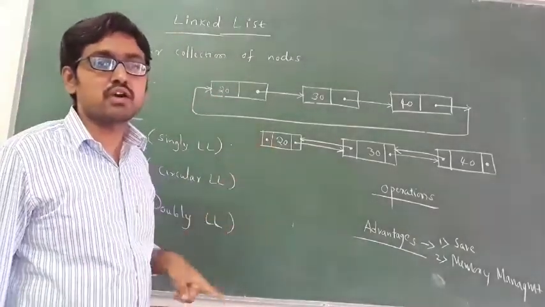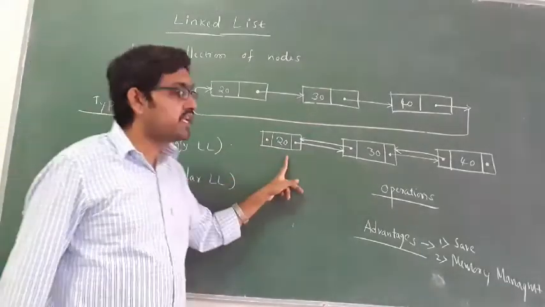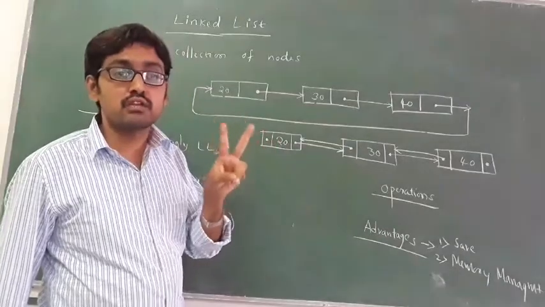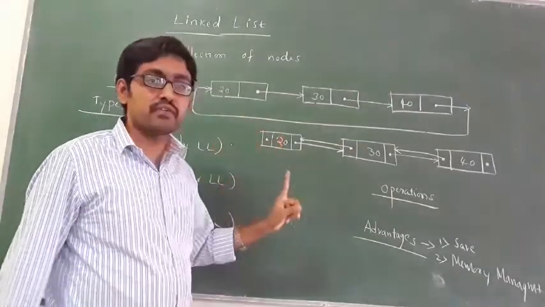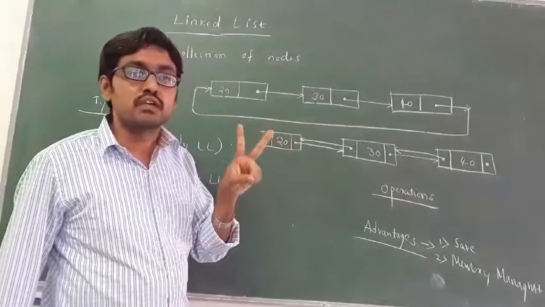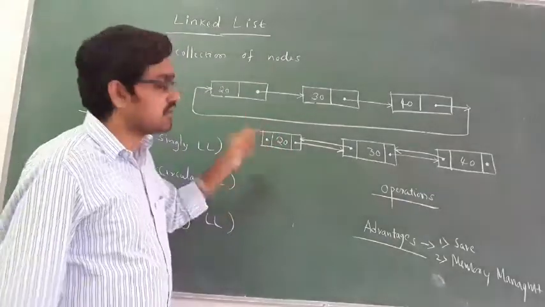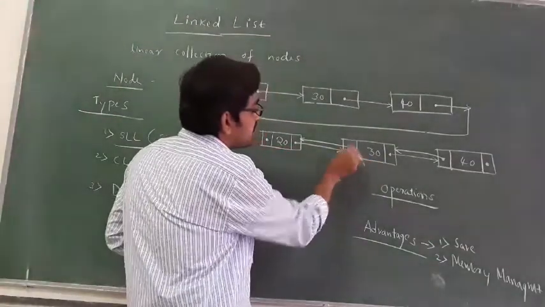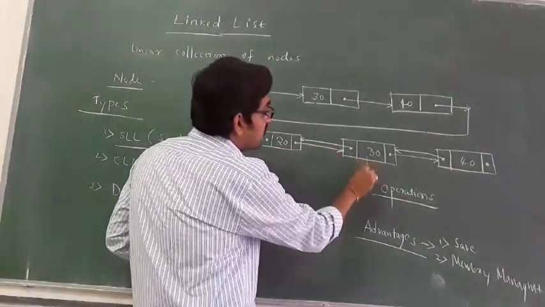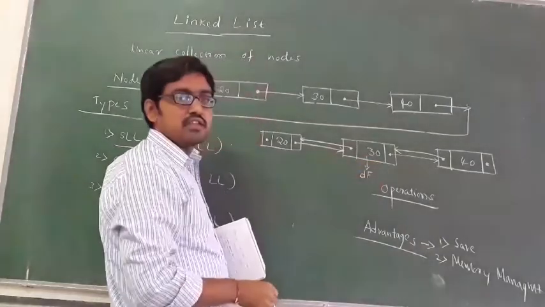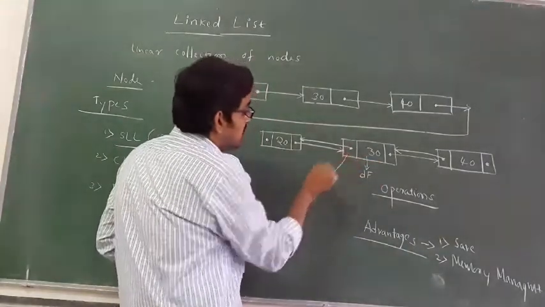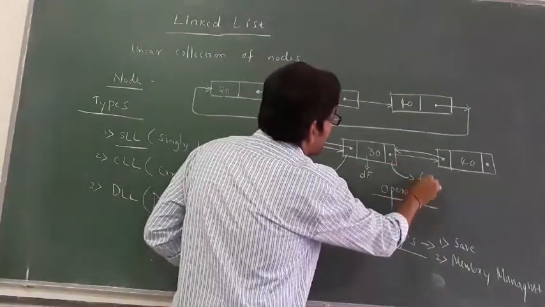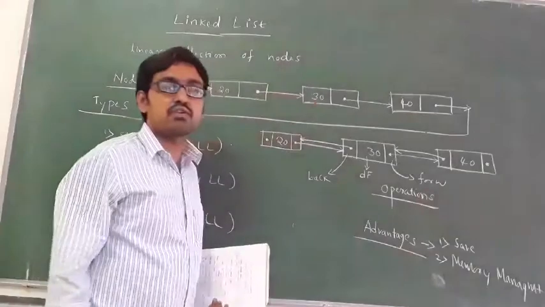Doubly linked list means what? Doubly linked means every node contains two link fields. In this you have only one data field, but two link fields. See how it works. It contains three parts. This is a data field. This is called the back field. This is called the forward field.